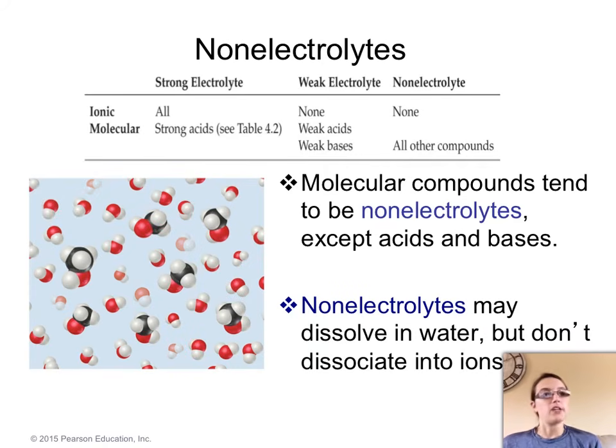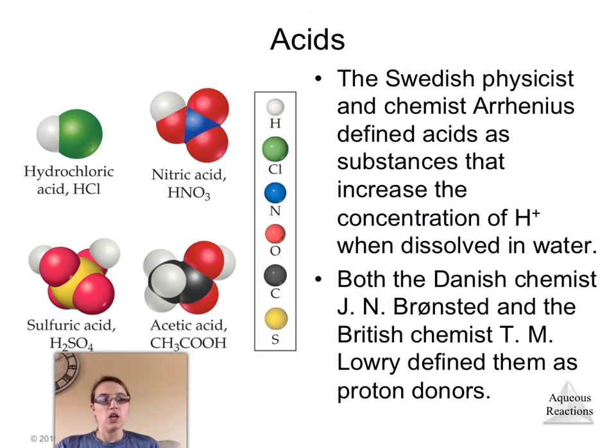Non-electrolytes. Molecular compounds tend to be non-electrolytes, with the exception of acids and bases. So all molecular compounds are usually non-electrolytes, meaning that they don't dissociate, except for acids and bases. That's that exception that I was talking about. Non-electrolytes may dissolve in water like I talked about, but they don't dissociate into their ions. The only time that you would have any dissociation or even partial dissociation is when we look at acids and bases. Those are electrolytes. When we describe acids, we have to think about a couple different definitions that some chemists have developed.